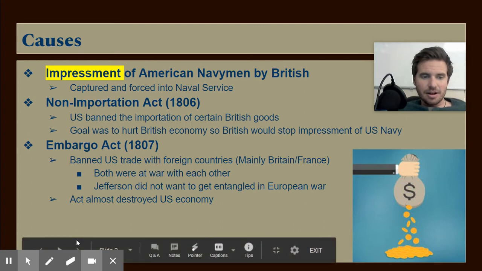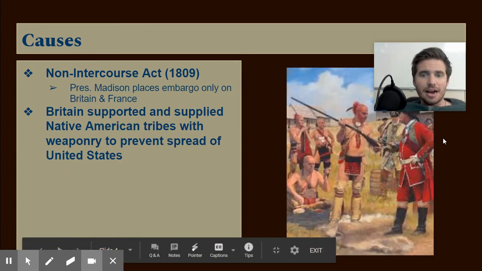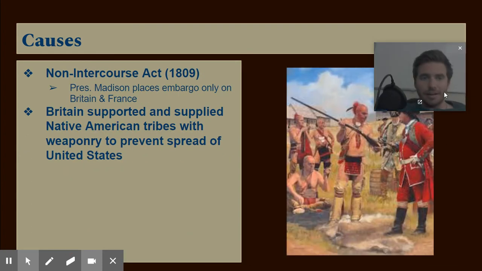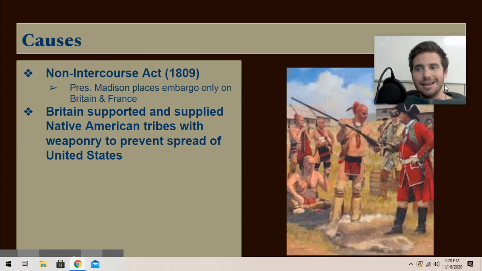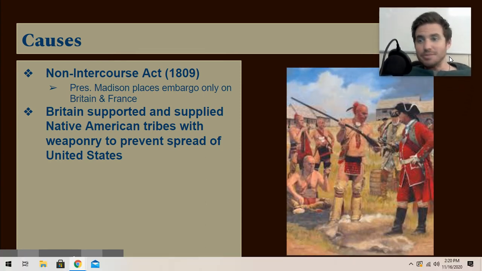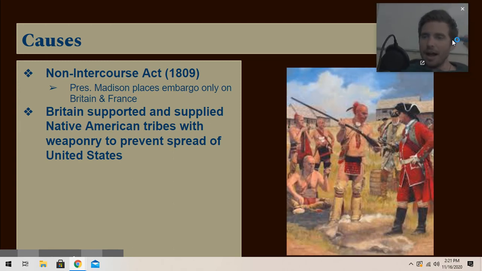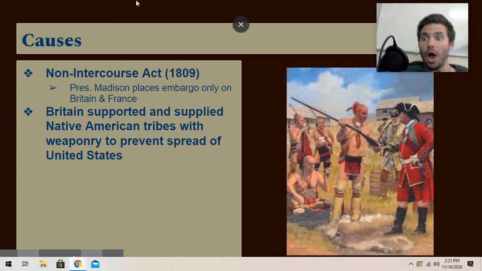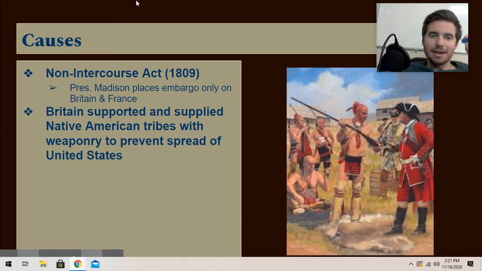Okay, let's go to our next. This is our last slide, really. We have the Non-Intercourse Act of 1809, and what this did is when President James Madison came into power, he simply got rid of the embargo on all foreign countries and just placed an embargo, again, banning of trade, just on Britain and France alone. So this makes it a little bit more manageable for the U.S. economy, but again, the U.S. economy is still struggling along with Britain's economy and France's economy.